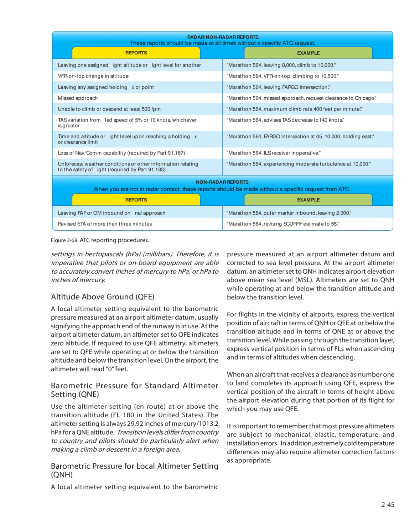For flights in the vicinity of airports, express the vertical position of aircraft in terms of QNH or QFE at or below the transition altitude, and in terms of QNE at or above the transition level. While passing through the transition layer, express vertical position in terms of FLs when ascending and in terms of altitudes when descending. When an aircraft that receives a clearance as number 1 to land completes its approach using QFE, express the vertical position of the aircraft in terms of height above the airport elevation during that portion of its flight for which you may use QFE.